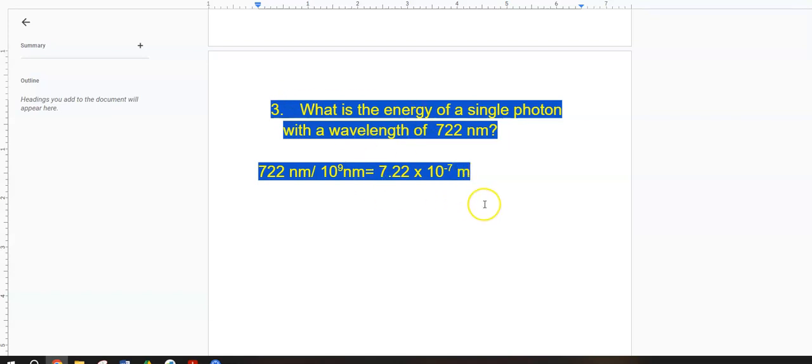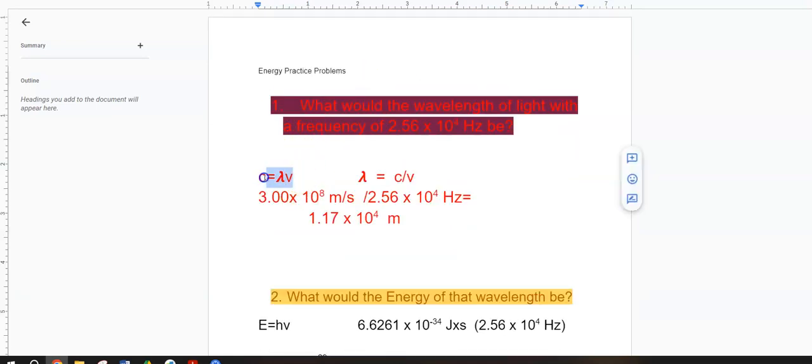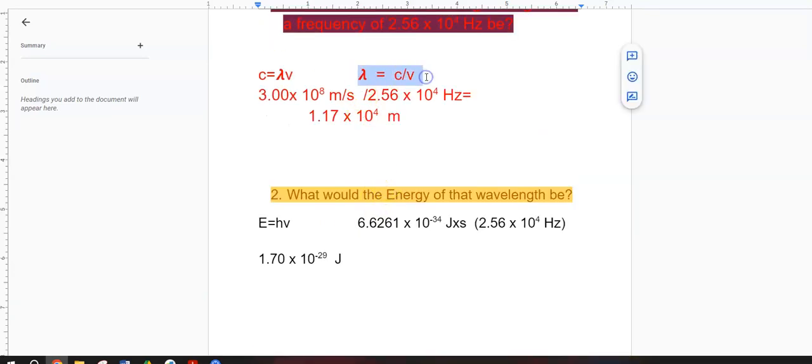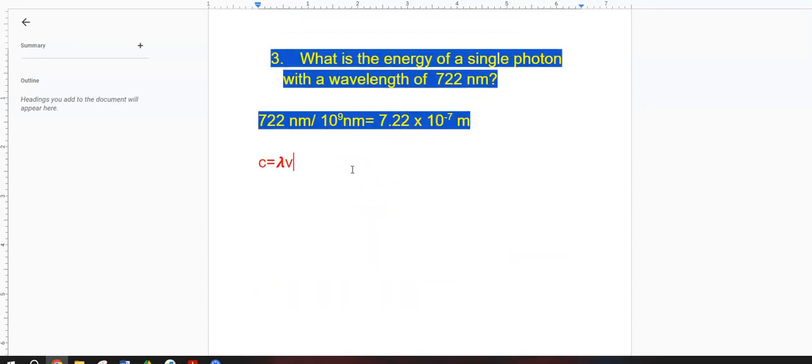Now I can go and use my formula. So now you type for me the next formula you're going to use. And hopefully you went up here and got this. All right, so we're going to use this one. I'm going to rearrange it. So we're using this. Okay, so now I want you to try and go and find the energy of that. Okay, so you have to find frequency first in this situation.